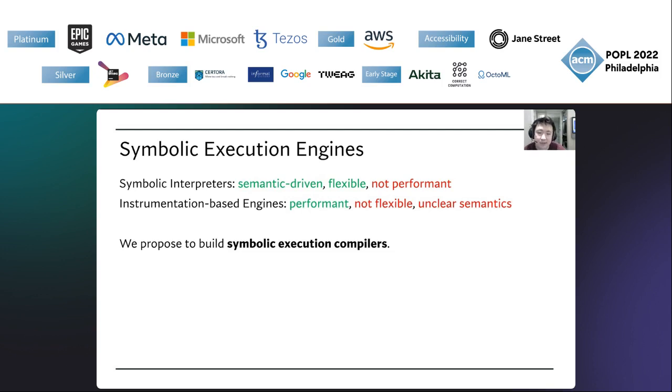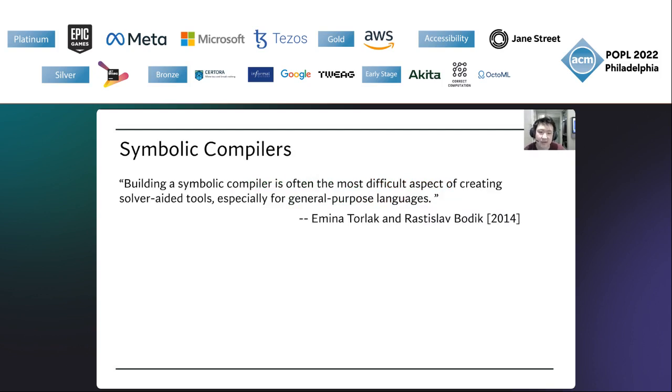To find the sweet spot between performance and semantics, we propose to build symbolic execution compilers. Before I get to how to build symbolic compilers, I want to quote Tiark and Boddick here. Building a symbolic compiler is often the most difficult aspect of creating solver-aided tools, especially for general-purpose languages. So building symbolic execution compilers is really difficult. Why don't we just build a definitional interpreter and turn it into a compiler?